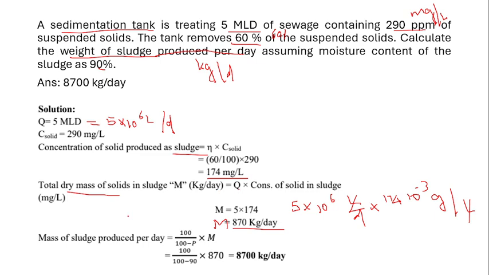Again, we are going to find the mass of the sludge. That is what the question asks: the weight of the sludge produced per day, assuming the moisture content. So the fraction of moisture should be accounted for, and we have to find the amount of sludge produced in terms of kg per day. For this, the equation is 100 divided by (100 minus P), where P is the moisture percentage, which is given as 90, into the mass of the dry solid, which is 870 kg per day. So the final answer is that the mass of the sludge produced per day is 8,700 kg per day.